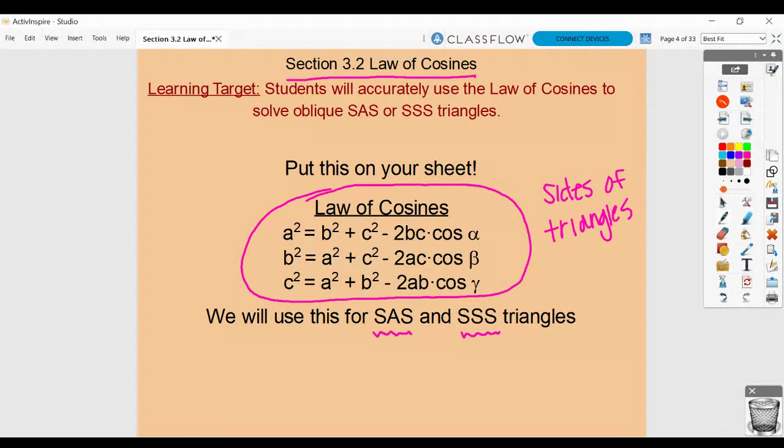Now, if you compare these 3 formulas, if you're looking for a squared, you add the other 2 sides, you multiply by those 2 sides, and then you can see the alpha and the a go together. Same thing with the b and the beta. We are going to use the law of cosines for side angle side and side side side triangles. That is going to be very important to know whenever you go to tell the difference between the two whenever we end up having a chapter test. So these are the first 3 formulas. You may want to pause the video so you can write these down.